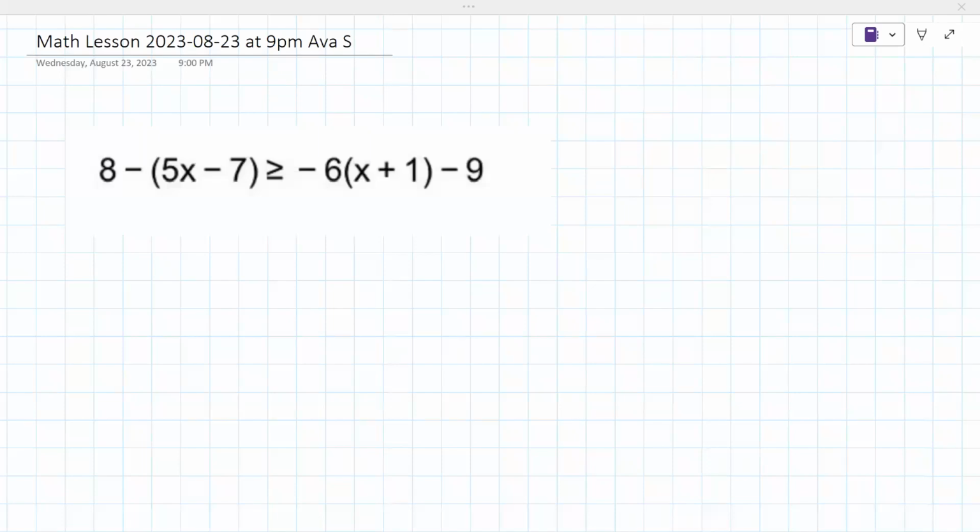All right, so here you go. This one has no fractions. Thank goodness, fractions are evil, especially in math. But you've got to say, okay, how do I simplify this?